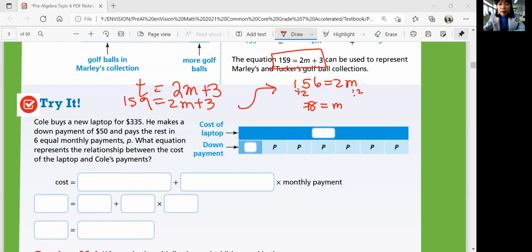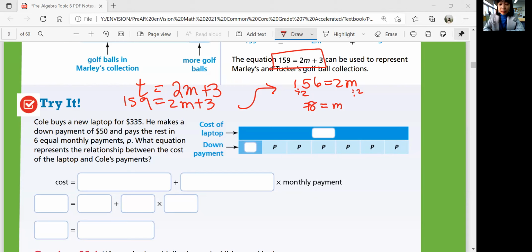Okay, so Cole buys a new laptop for $335. He makes a down payment. A down payment means you're going to pay a small amount first, and then he's going to pay the remaining amount later, monthly or over a period of time. The down payment is $50, so he pays $50 first, and he's going to pay the rest in 6 equal monthly payments, whatever he has left to pay, which is P.